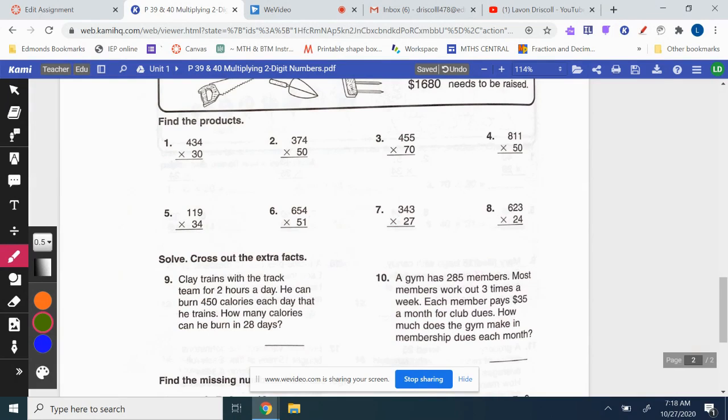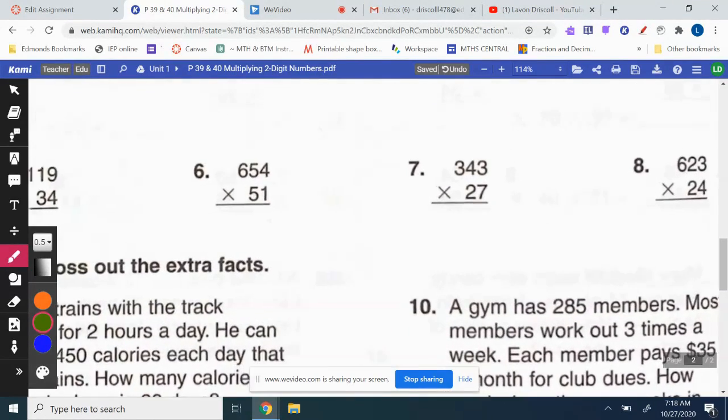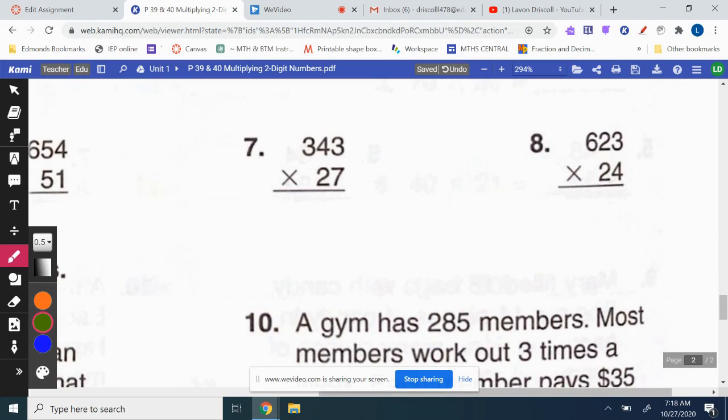What do we do when we have a bigger number? So let's try number 7 out. Same pattern, we're just adding a hundreds digit. So I have 7 times 3 and I get 21, and I carry the 2. 7 times 4 is 28, plus the 2 makes 30. And 7 times 3 is 21, plus the 3 is 24.